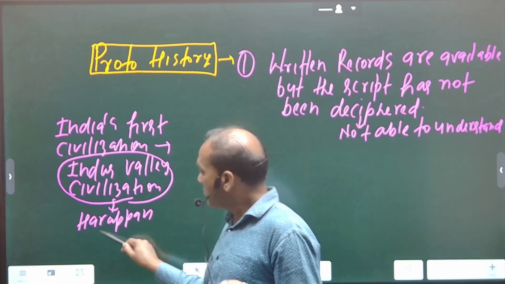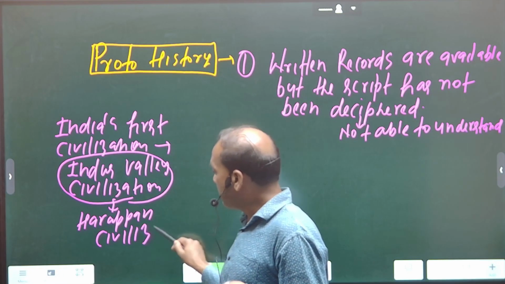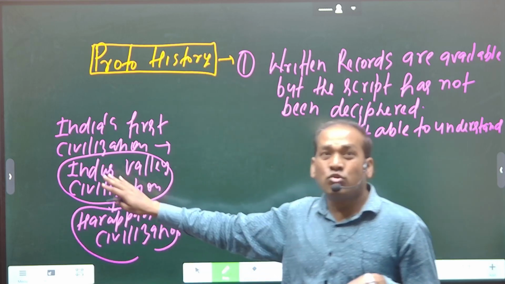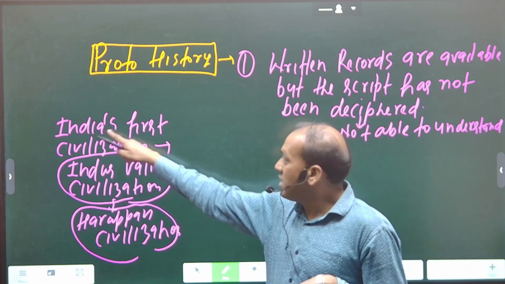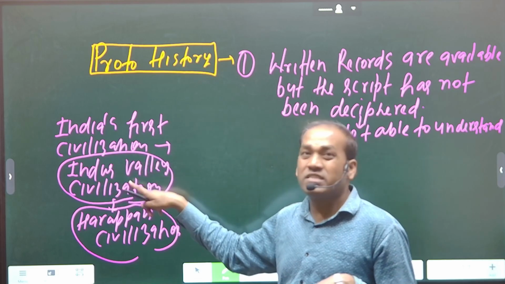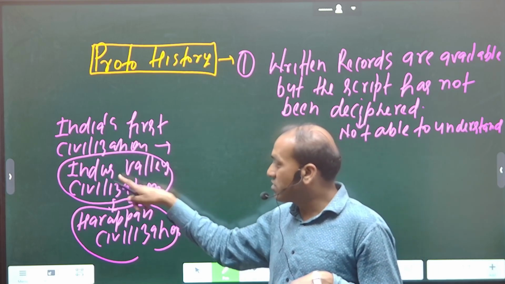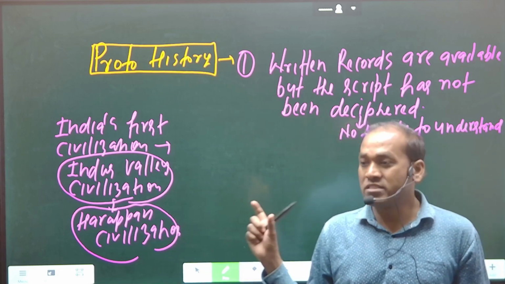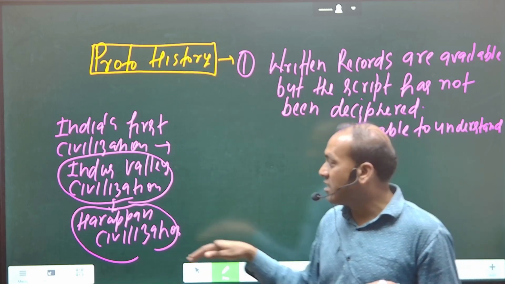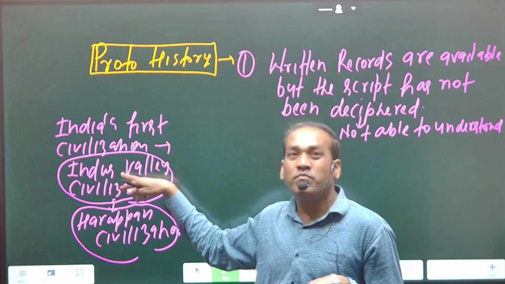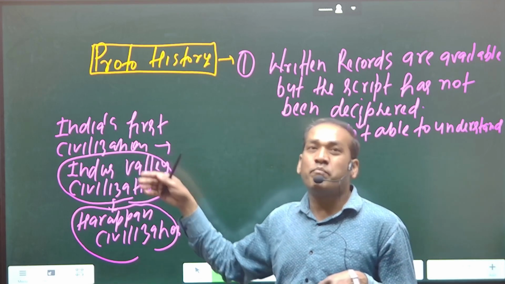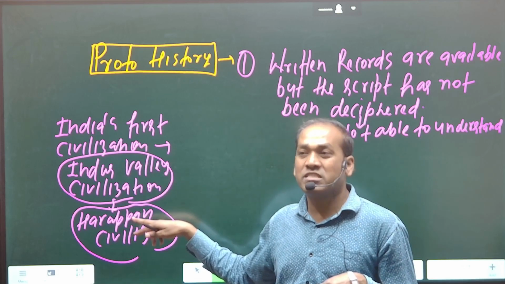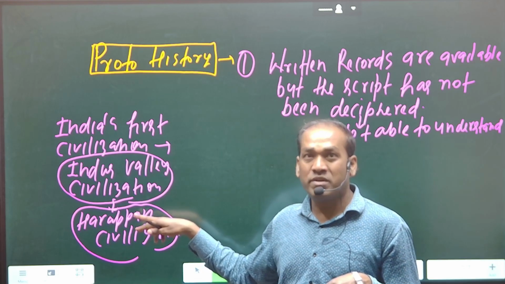Harappan Civilization. So don't confuse here. India's first civilization is Indus Valley Civilization, and Indus Valley Civilization is also known as Harappan Civilization because some part of this civilization has been discovered from Indus Valley, and some part of this civilization has been discovered from Harappa, which is in Punjab, Pakistan.